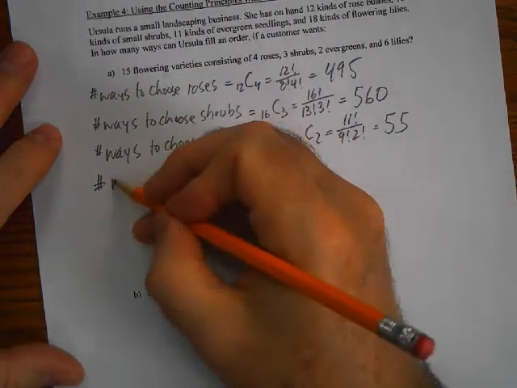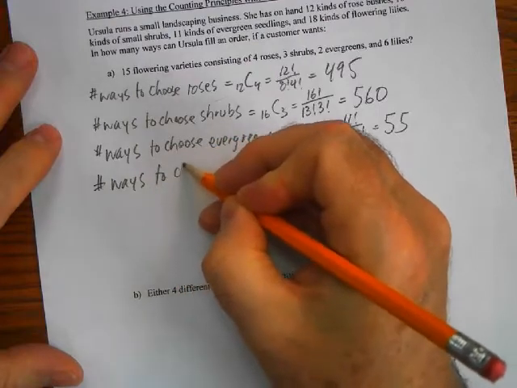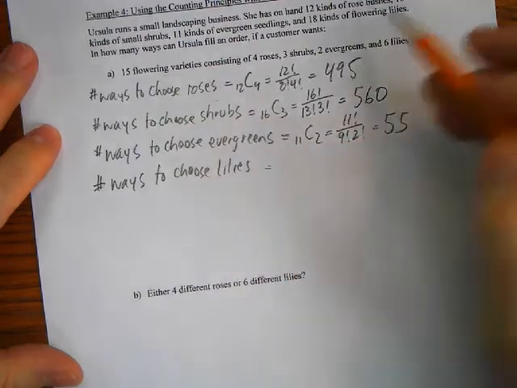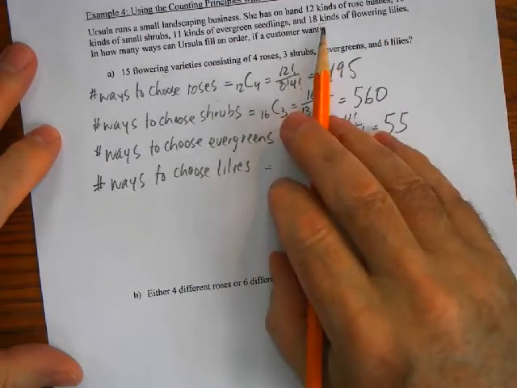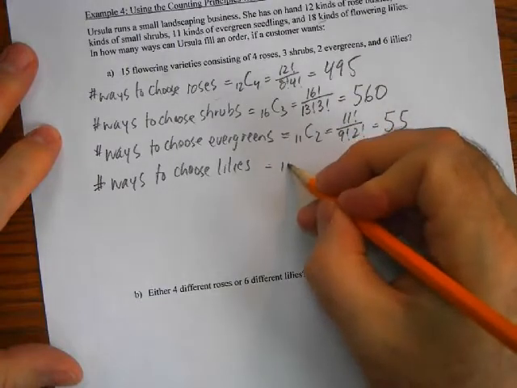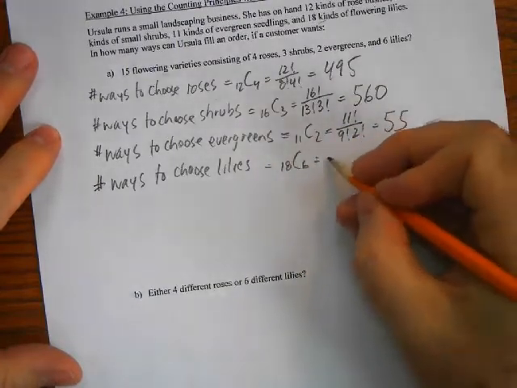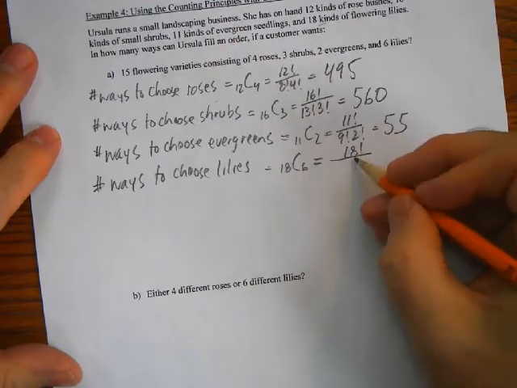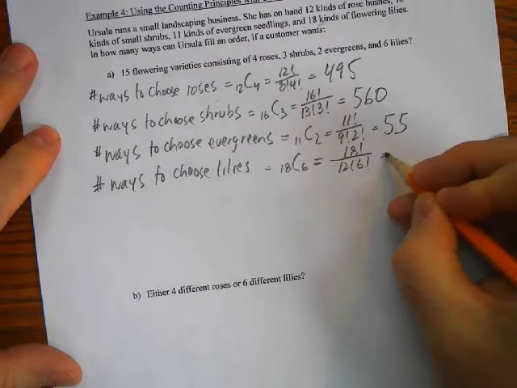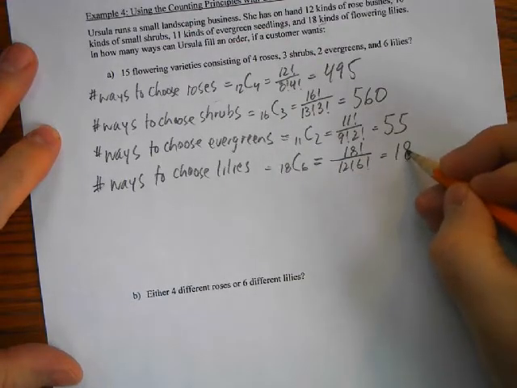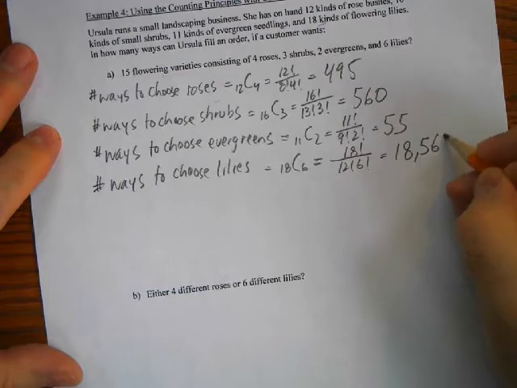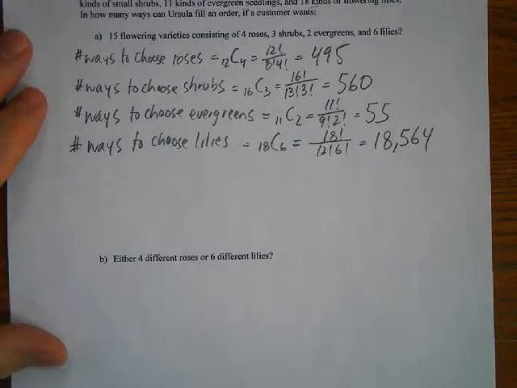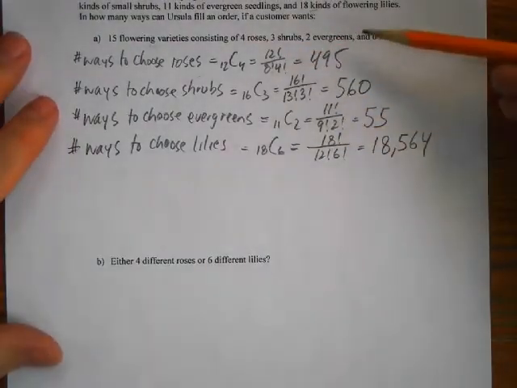And finally, number of ways to choose the lilies. We've got 18 types to choose from. We're picking 6, so that's 18 choose 6. So this number is probably going to be bigger. We've got 18 factorial over 12 factorial, 6 factorial, and this is a lot bigger, 18,564 ways to choose the lilies. So we didn't answer the question yet, but we've got the building blocks for it.